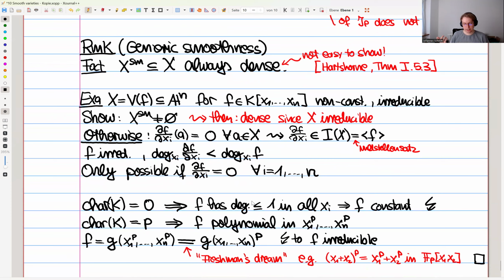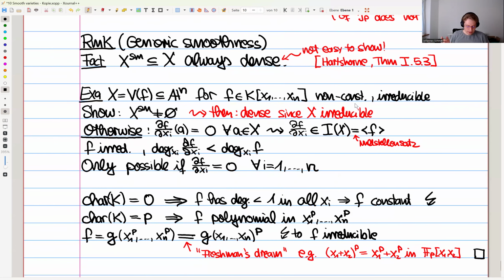And now we have to distinguish two cases. If the characteristic is 0, then having all of these partial derivatives vanish means f has degree strictly less than 1 in all of the xi. Because I mean it cannot have any linear term, quadratic term, and so on. And so it must actually be constant. Yeah? But we assumed it's non-constant. So that's the contradiction. In characteristic p, something annoying can happen.